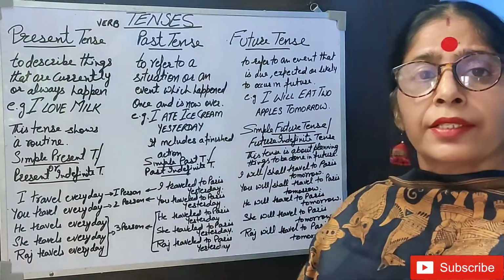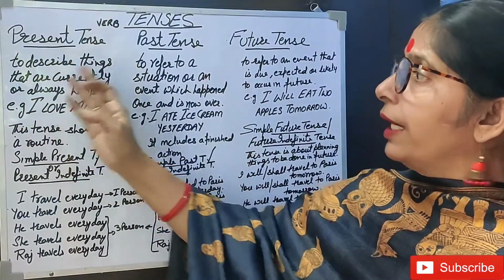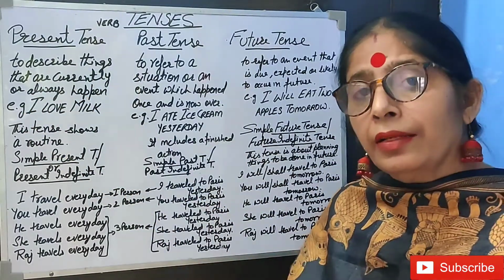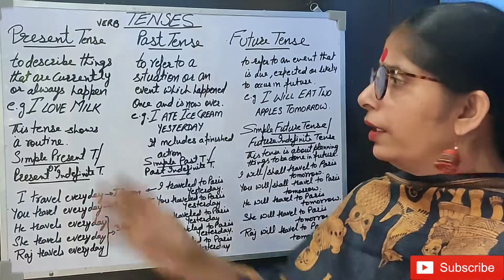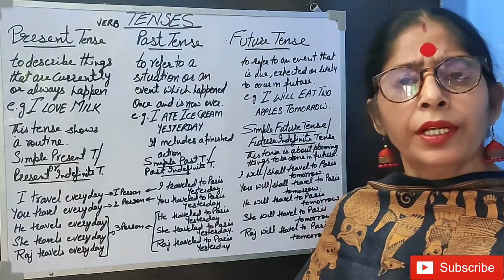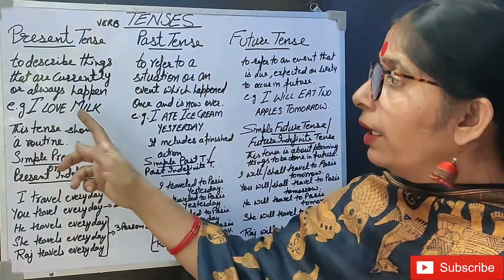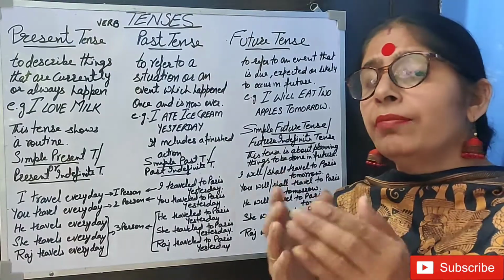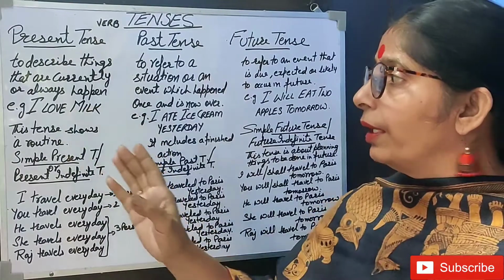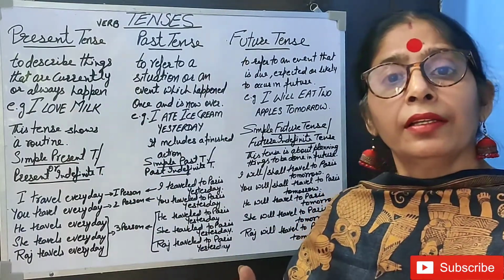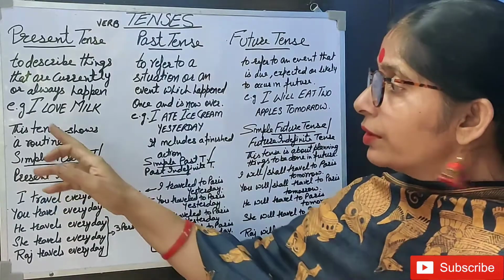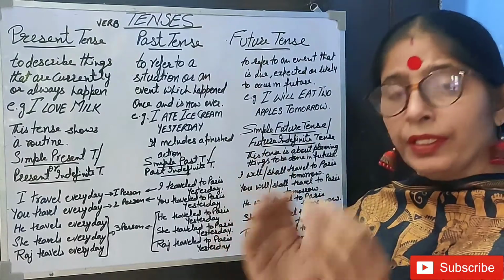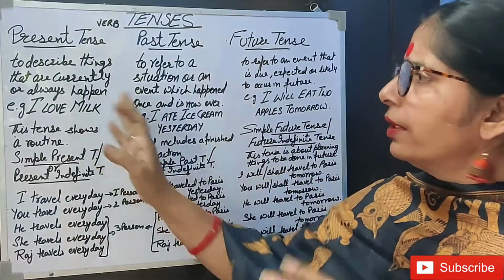Present tense is used to describe things that are currently or always happen. That are currently, या तो आज हुई है वो चीज, या फिर always happen, या फिर हमेशा ही होती है. For example, I love milk. Otherwise it would be I have taken milk, or I take milk in the morning. I love milk, ये शायद हमेशा के लिए है, मुझे हमेशा ही अच्छा लगता है. So either it will be something to do with the current situation, or it is always the thing.